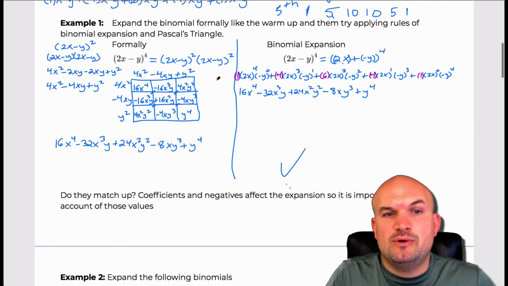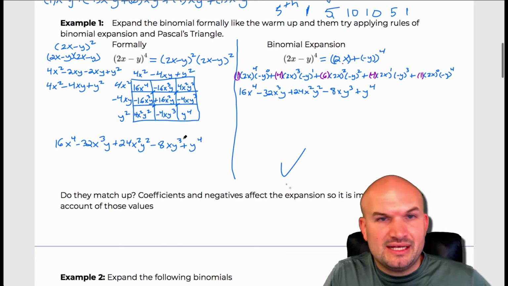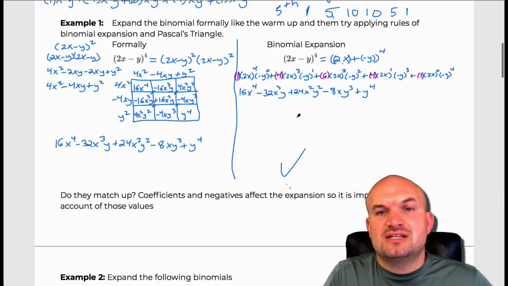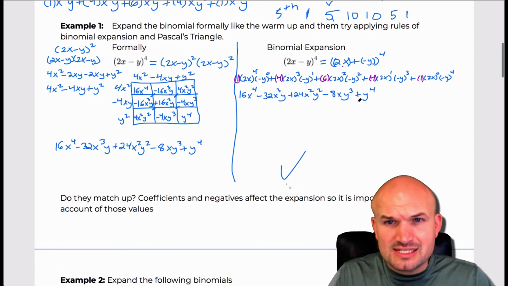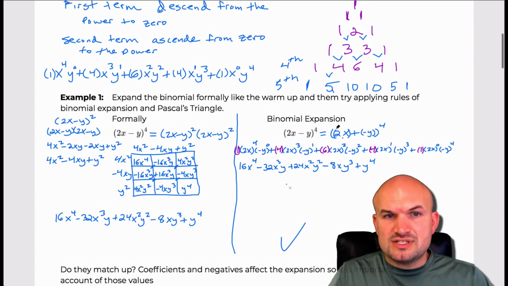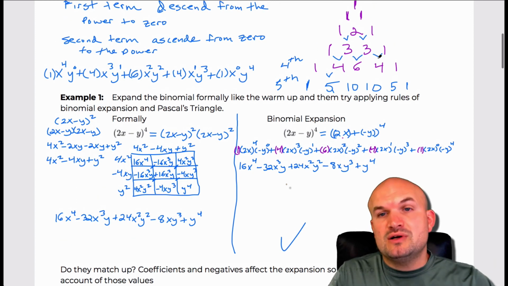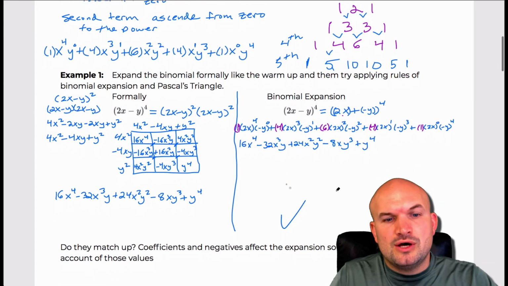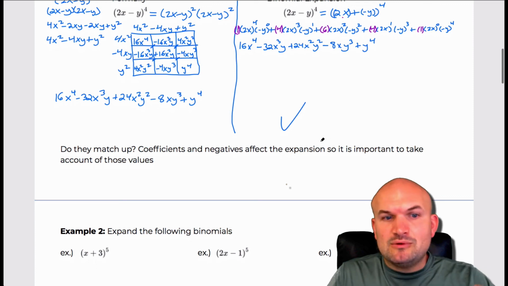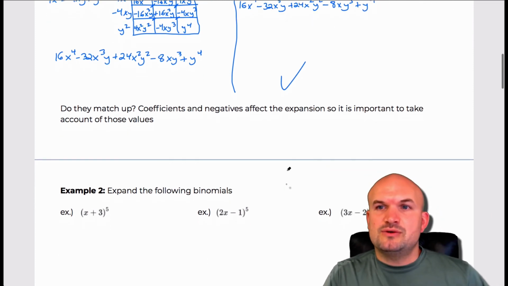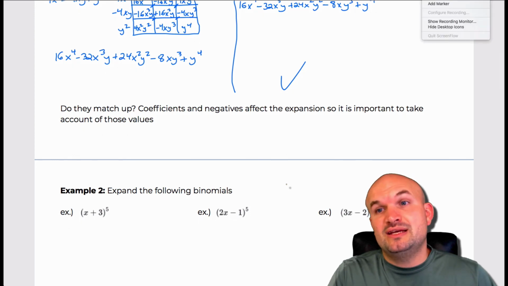It can make things a lot quicker than having to multiply everything out and make some error in adding terms or multiplying exponents and stuff like that. As long as you have the binomial expansion rules as far as the powers, as well as Pascal's triangle, with a little practice, you can do this quickly. So now let's go ahead and work on some practice on this so we can speed it up, and that will be in example number 2.